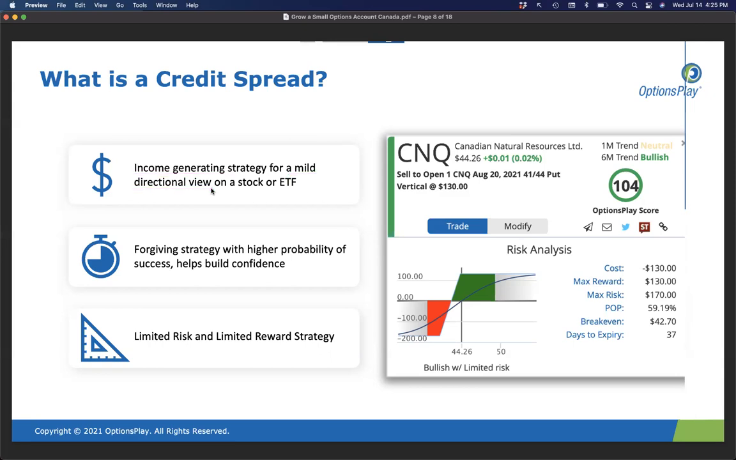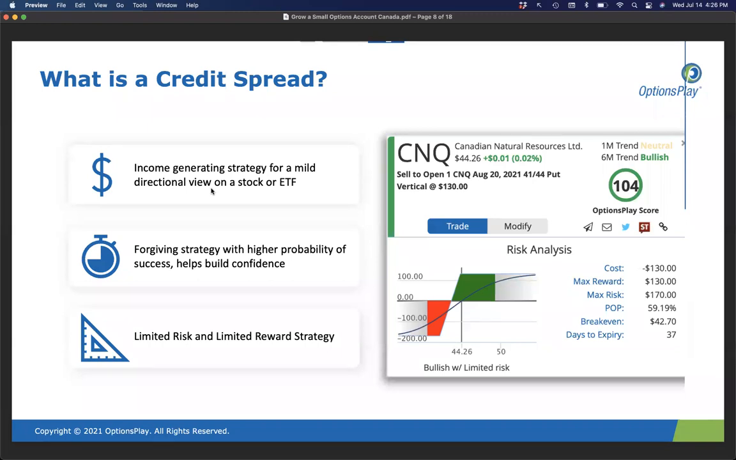Most other strategies, you need to have a very clear and defined directional view before you can trade it. An example of that is buying a call option or buying a put option. Not only do you have to have a bullish or bearish view, you have to believe the stock is going to make a substantial move in the direction that you think within a set amount of time. That's the only time it makes sense to buy a call or a put, so very few scenarios warrant buying one.